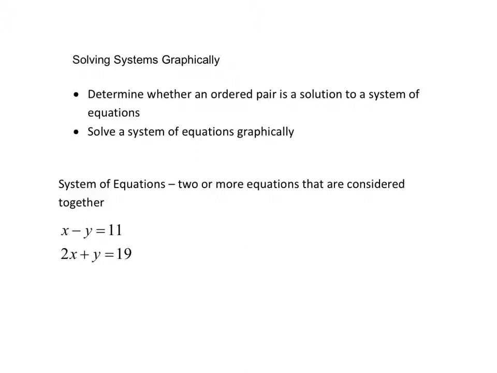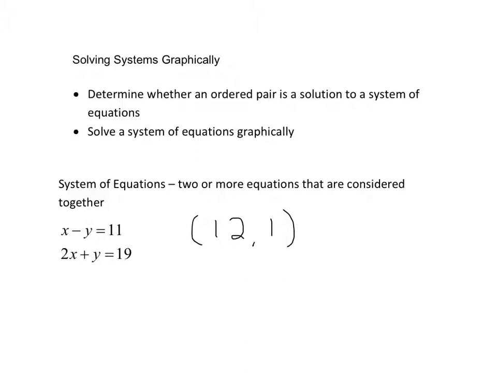For instance, here's two equations, x minus y equals 11 and 2x plus y equals 19. I want to find a solution to both of those equations at the same time, and I'm going to call them a system because I'm thinking about both of them. So let's think of some numbers that could make the first equation true. What if I said x was 12 and y was 1? 12 minus 1 is 11. So one possible ordered pair for the first equation is 12, comma 1, because 12 minus 1 is 11.